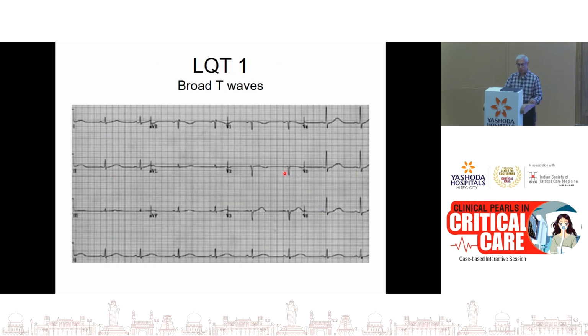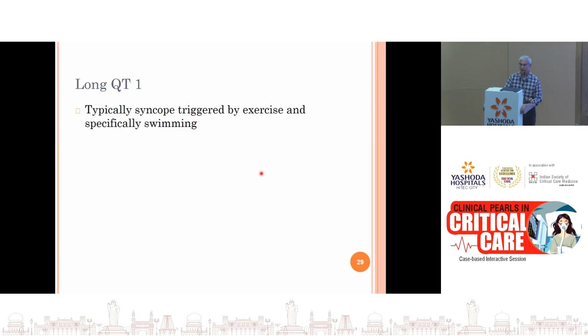The long QT1 manifests with broad T waves. The majority of the prolongation of the QT interval is because of the prolongation of the T wave interval. They come with a broad T wave like this. And then syncope in these patients is typically triggered by swimming. So if you come across any young individual who has a history of loss of consciousness on entering a swimming pool, this is the most likely diagnosis that should come to your mind.